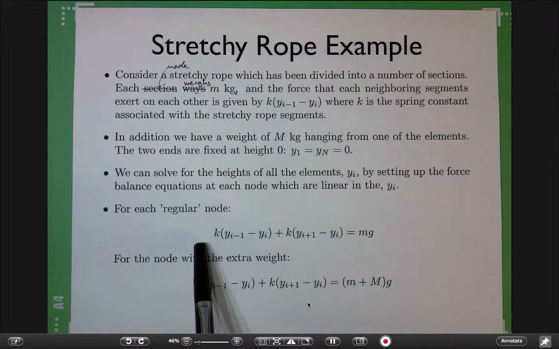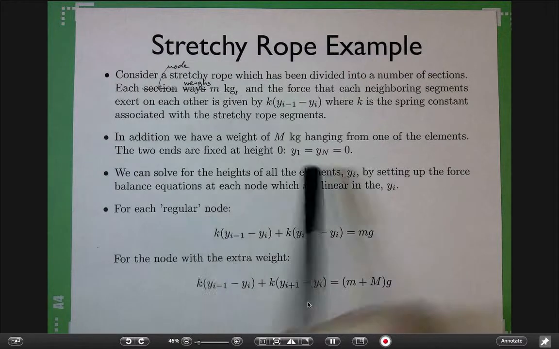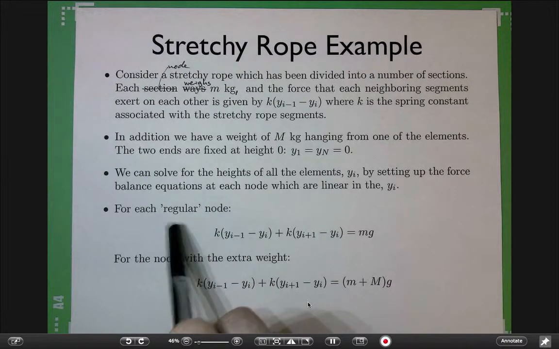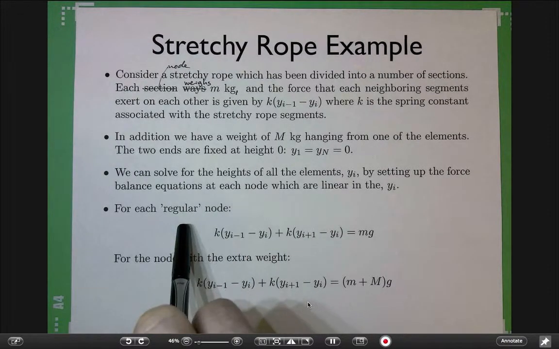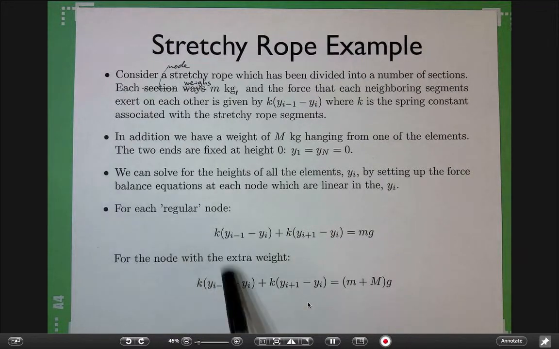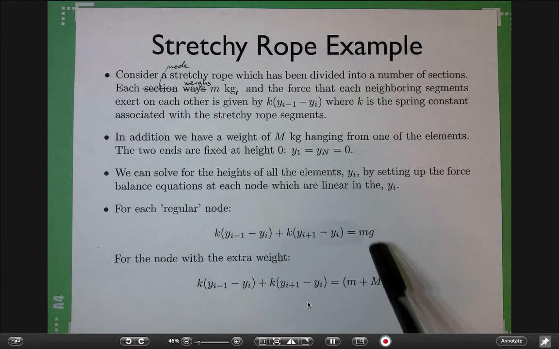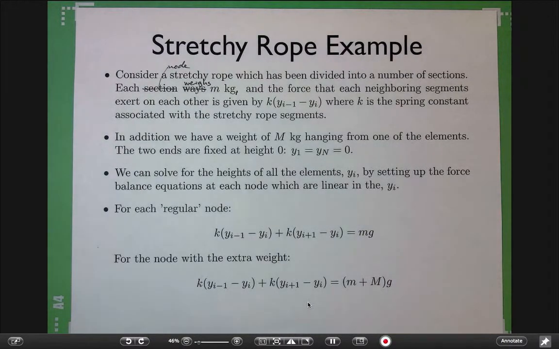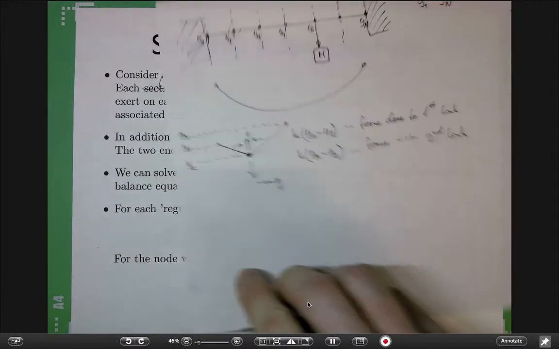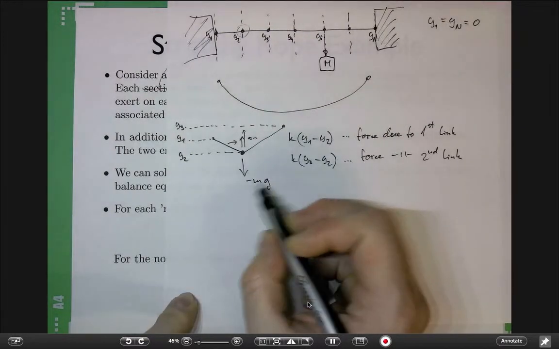So what do these linear equations look like? For every node which is not one of the end nodes, so a regular node inside, I sum the two forces, the one from the left link and the one from the right link, and minus mg. Remember, minus mg is the force due to gravity.